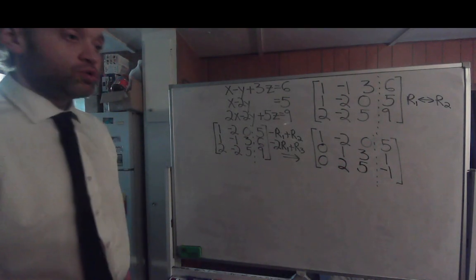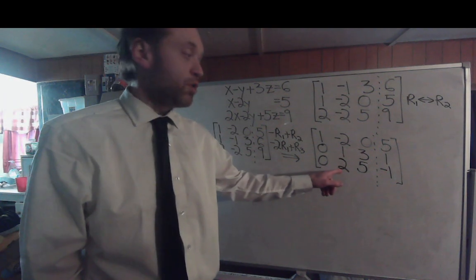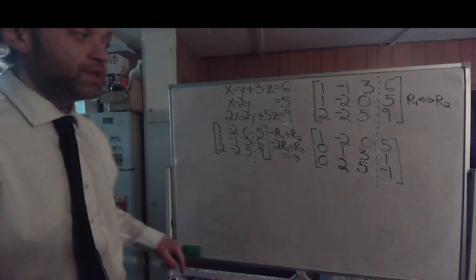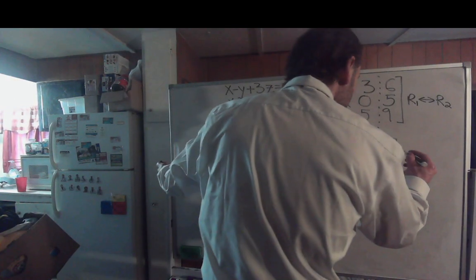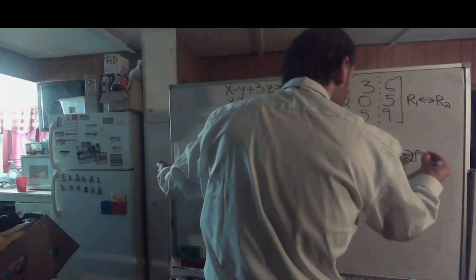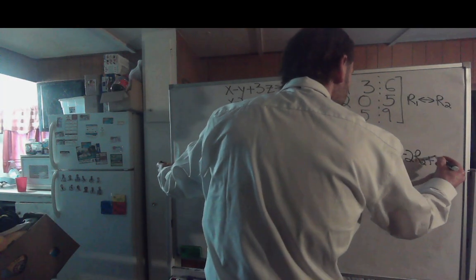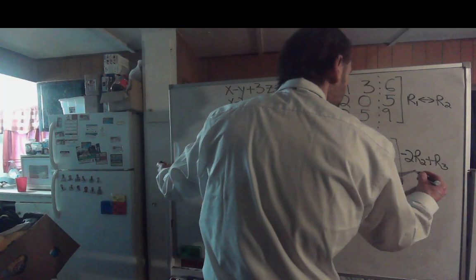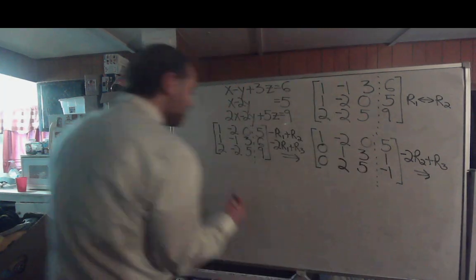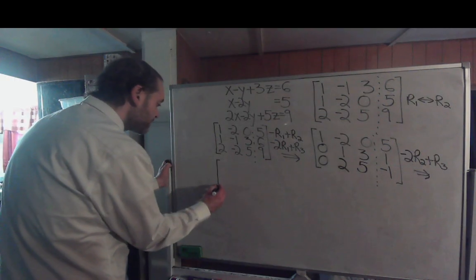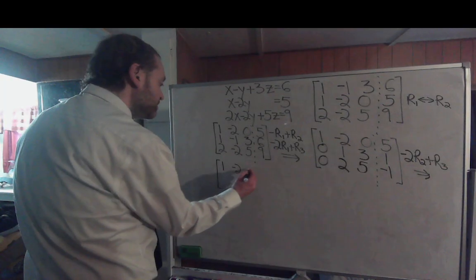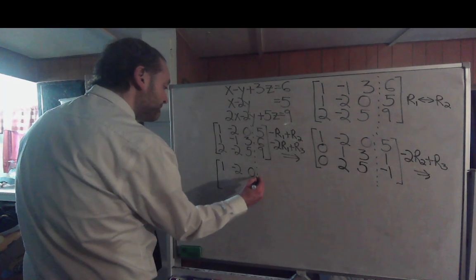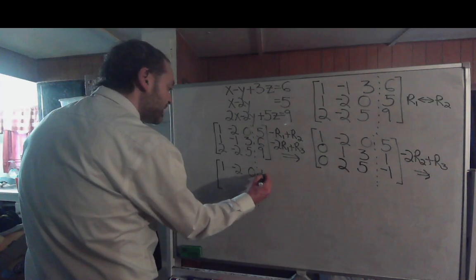Now the next goal is to make the second digit in row 3 also a 0. That should be pretty easy. If I just take -2 times row 2 and add that to row 3, I'll get that result. So take -2 times row 2, add that to row 3, that should put us where we want to be. So leave row 1 alone, 1, -2, 0, 5.